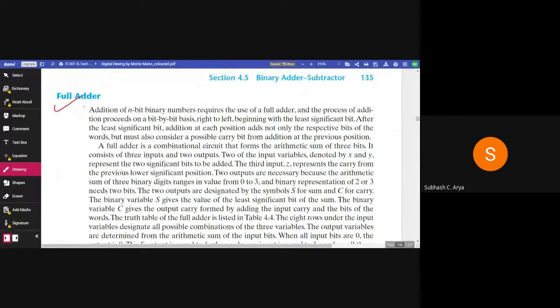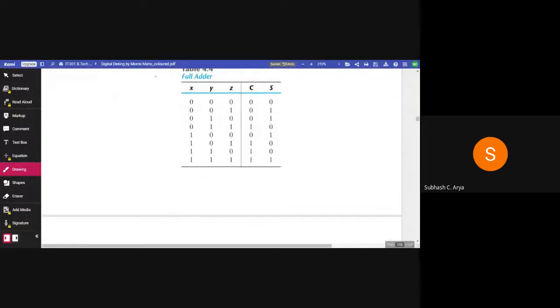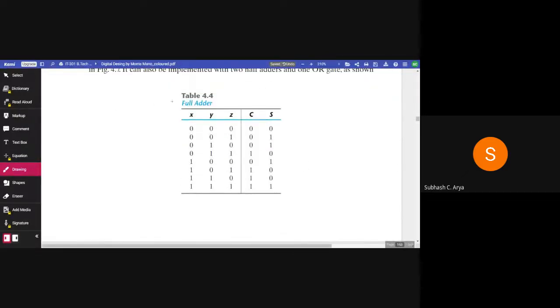Now moving to the full adder. In the half adder, 2-bit inputs were added. In the full adder, we use 3 bits. So this is the truth table. Can you see the truth table? Please respond, anyone. Truth table of full adder.